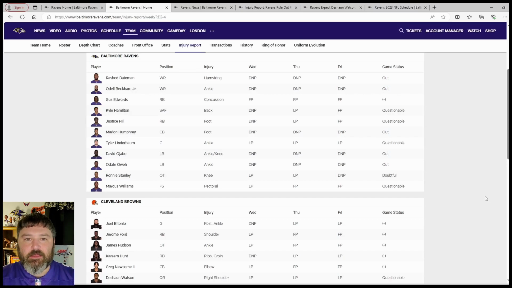So, is it really a downgrade having McCary at left tackle than Stanley? I'm not so sure quite yet. Marcus Williams, here is some good news.